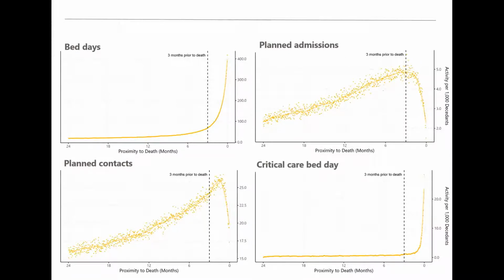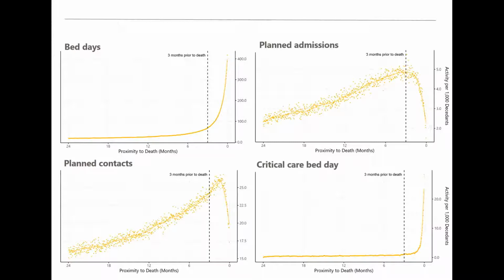They come to a rounded peak of use at around about 3 months before death, at which point use declines. Planned contacts start higher, from around 15 activities. They also increase steadily over the 2-year period, coming to a sharp peak of use a few weeks before death. So what does this mean?